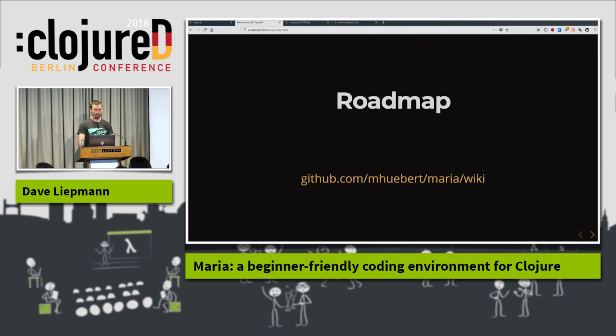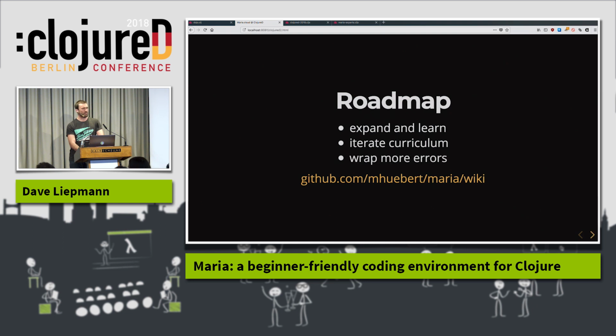And what's next? We tried out the tool at ClojureBridge Berlin this past fall. We learned a lot, and we want to do more of that. We want to run more programs with it, get more people through the curriculum so that we can learn more about what we have to change, right? So we learned a lot from the ClojureBridge Berlin effort, and I have a lot of things to change about the curriculum. And the other major thing we have to do is wrap more errors.